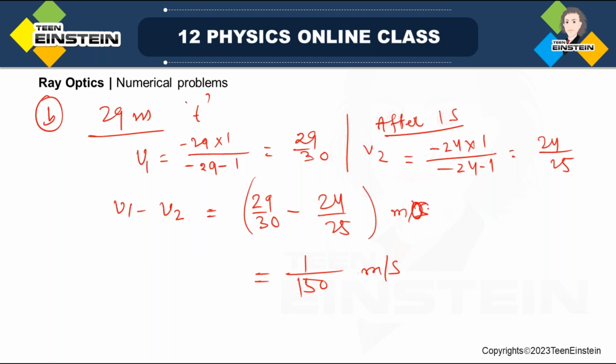Okay, so this is meter in 1 second. So the speed will be this. Actually, this will be 1 over 150 meter after 1 second. So speed is 150 meter per second. Okay.